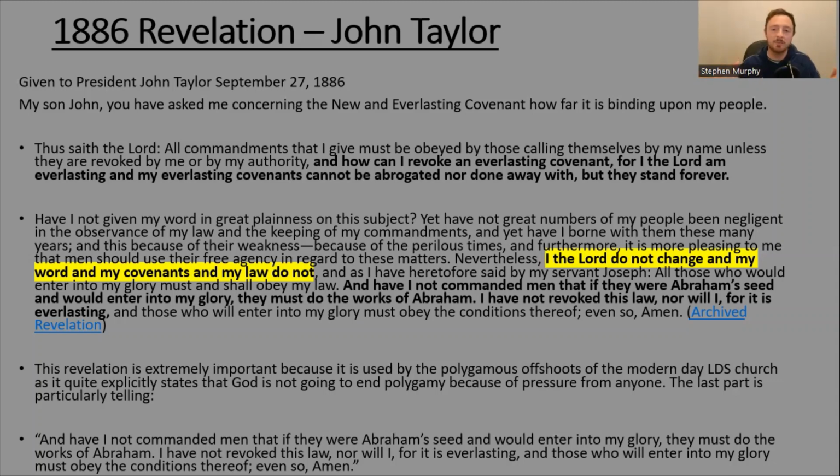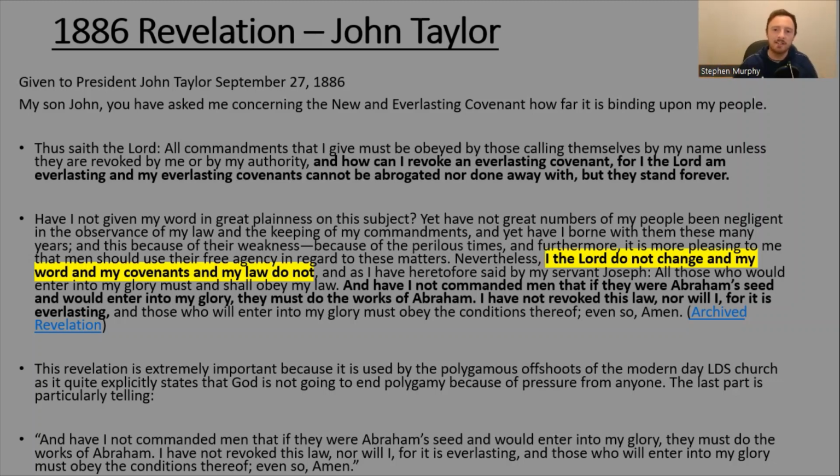So really, it seems what the Lord is telling President Taylor in 1886, that despite the persecution and the opposition they're getting from the law, that this is a commandment, an everlasting covenant, and that God isn't going to revoke it and that they must do the works of Abraham.